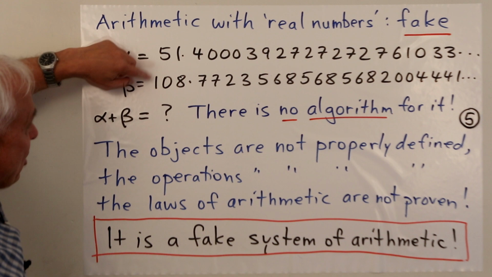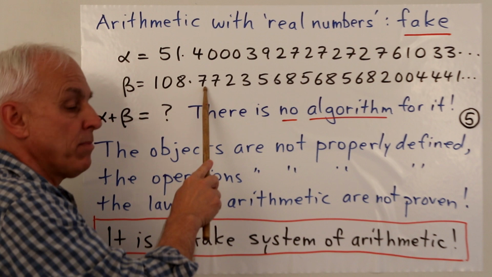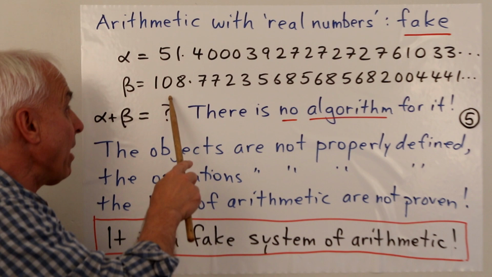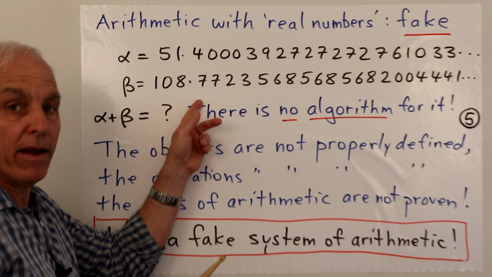So if we started on the left and added 51 plus 108, we'd get 159. Okay, so we write down 159. And now we move over. Now we have 4 plus 7. Well, that's 11. So we have to write down the 1, and then we have to carry a 1. But there was a 9 here. So that 1 that we're carrying makes that 9 into a 0, and then bumps another 1 to the next column, making the 5 into a 6. So we started writing 159, and now we realize we have to rub that off and write 160.1.